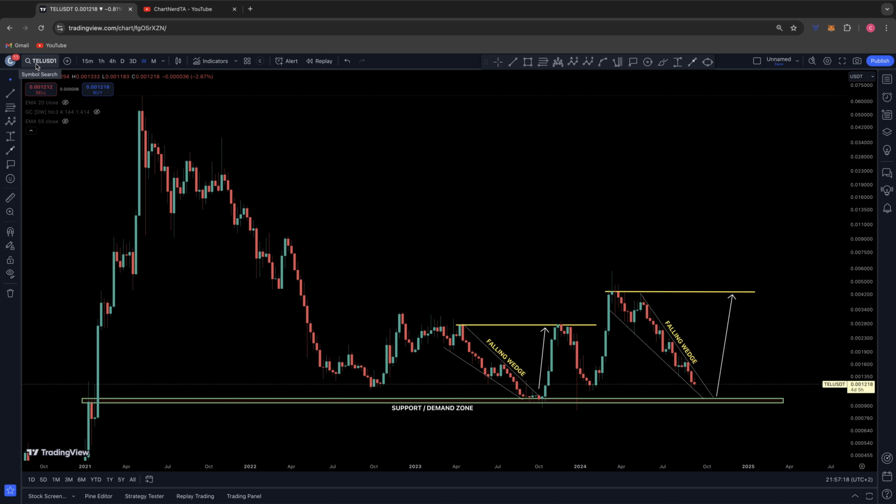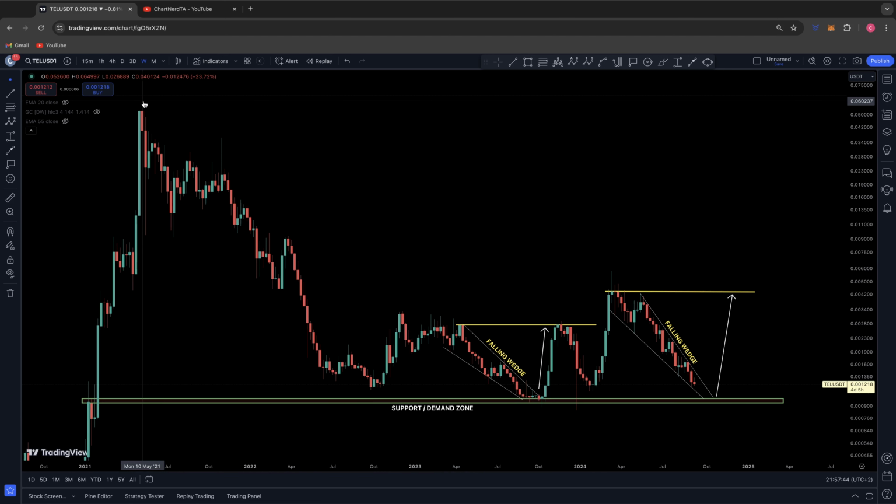Today we will be discussing TEL coin, the ticker is TEL against the USDT on the weekly time frame. So I posted this fractal on X not too long ago where I speak about this key support and demand zone, which was a previous level of resistance back here in January of 21, and we broke out and met this massive blow off top.